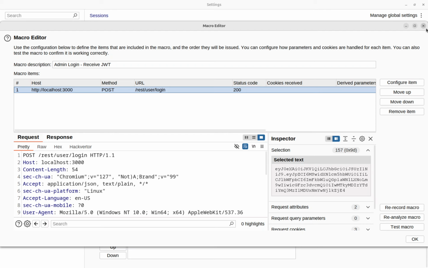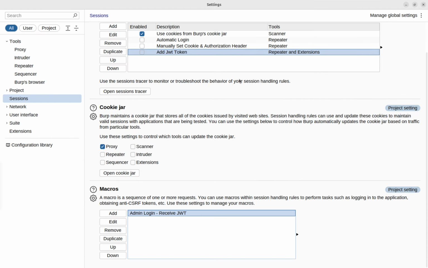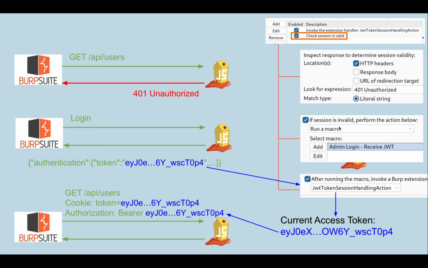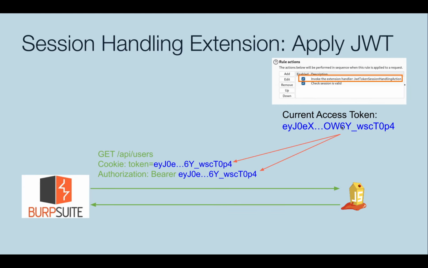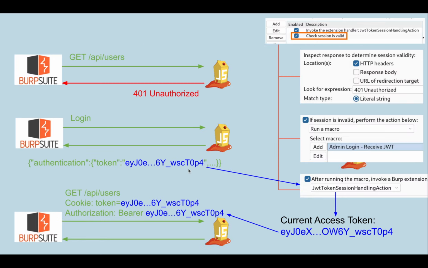This is sort of a template request for it to basically request a new JWT token. And so we can configure our session handling rules in here to say, if the session is invalid, run that login request template. And we're going to get back from that login request template a JWT token. We need our extension then to extract the inside part of that JWT token. And we need to cache it in that current access token. That's what we were talking about over here. We have that current access token. This is where we're going to get it from, how we're going to cache it. So we're going to cache that current access token.